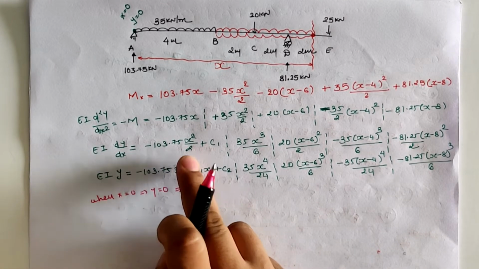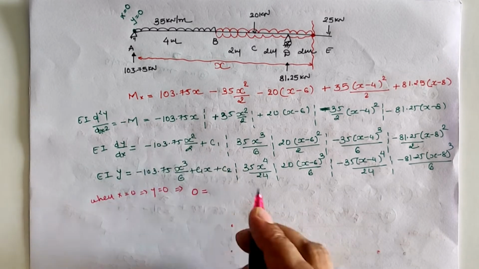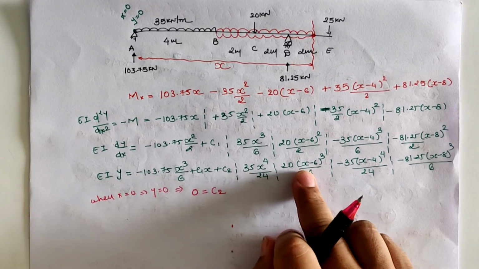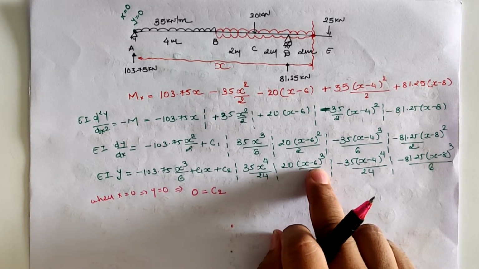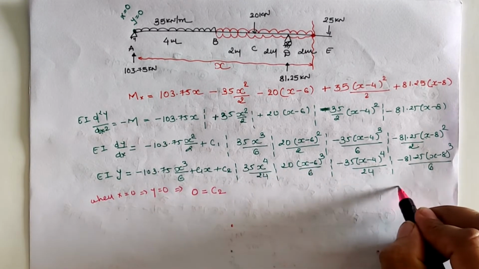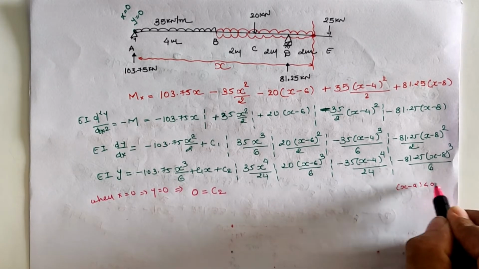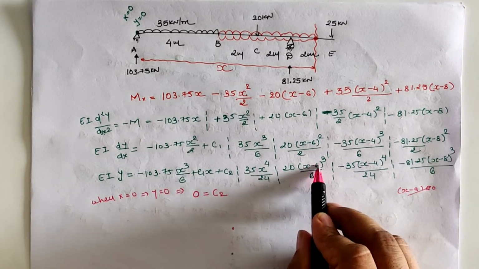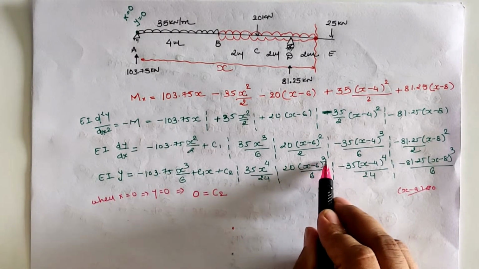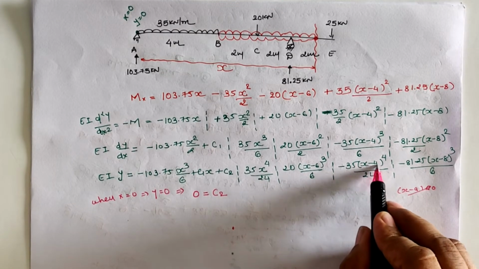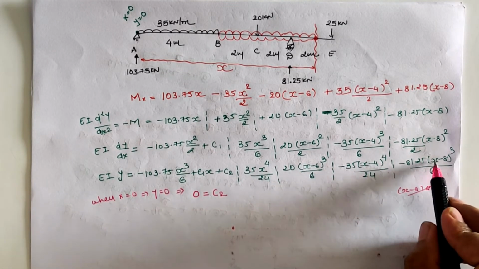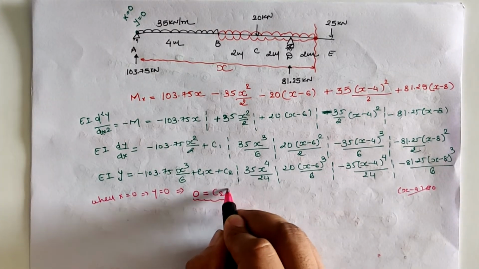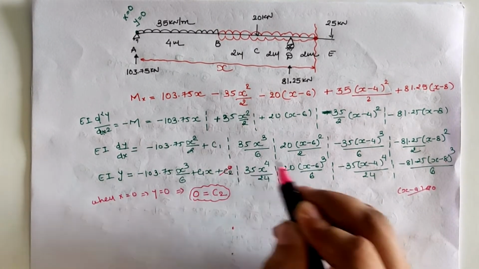Now x is 0, so the first term is 0, c1 into 0 is 0, c2 is constant, x raised to 4 is 0. Now here 0 minus 6, which is x minus a, is less than 0. So we have to ignore the term x minus a in the calculation according to the method. So for 20 by 6, 0 minus 6 cube, and 0 minus 4 as minus 4, this term is 0, and 0 minus 8 as minus 8, this term is also 0. So our first constant c2 is 0.